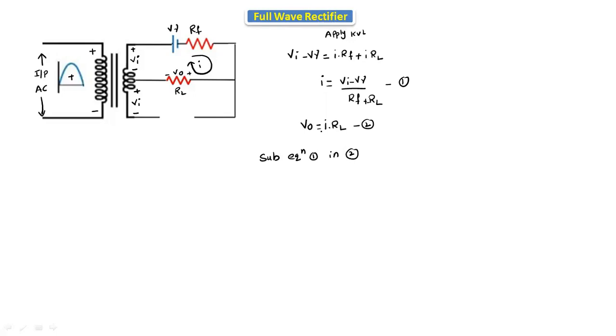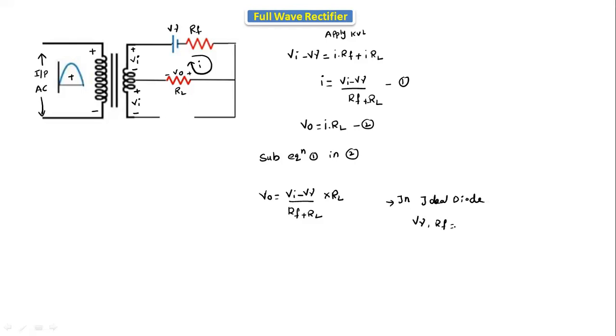In place of I we substitute Vi minus V gamma divided by Rf plus RL, so V naught is equal to Vi minus V gamma divided by Rf plus RL, into RL. We know that in an ideal diode, V gamma and Rf both will become 0. If you substitute here, V gamma is equal to 0 and Rf is equal to 0, RL gets cancelled. Finally, we will get V naught is equal to Vi.